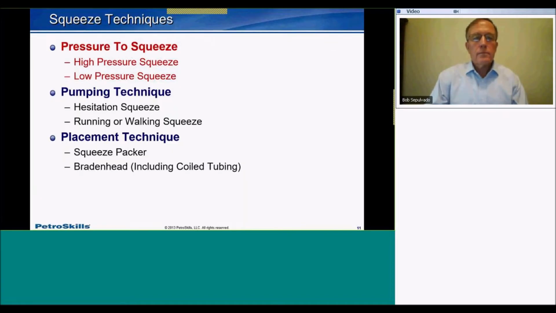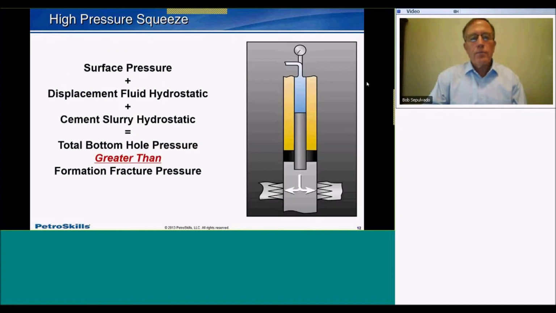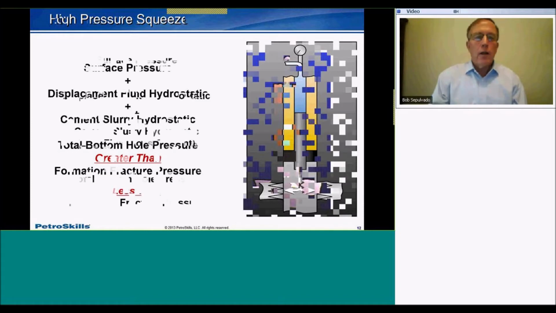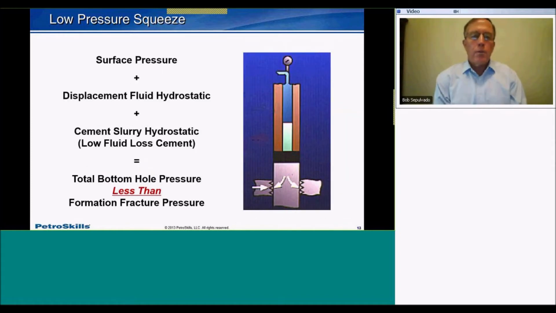Let's talk about some squeeze techniques, specifically a high pressure squeeze and a low pressure squeeze. A high pressure squeeze, by definition, is where surface pressure plus displacement fluid hydrostatic plus cement slurry hydrostatic is equal to some bottom hole pressure that exceeds the formation fracture gradient. So you're just fracking the rock. Conversely, a low pressure squeeze is where surface pressure plus displacement fluid hydrostatic plus cement slurry hydrostatic equals some bottom hole pressure less than formation fracture pressure.